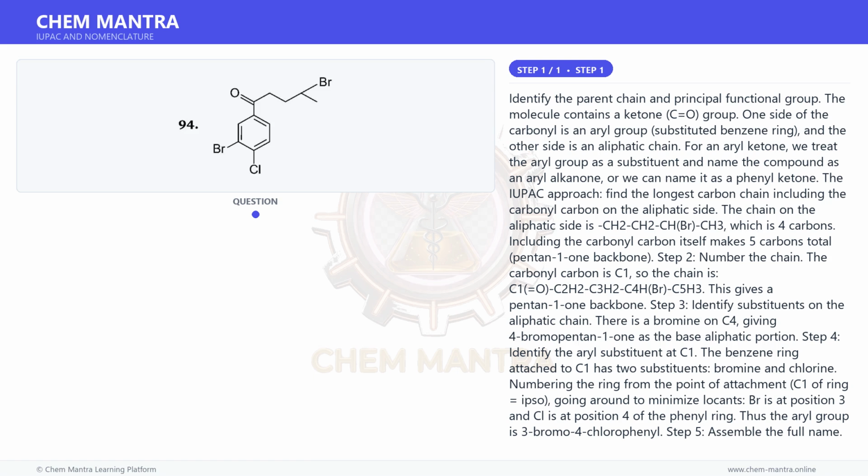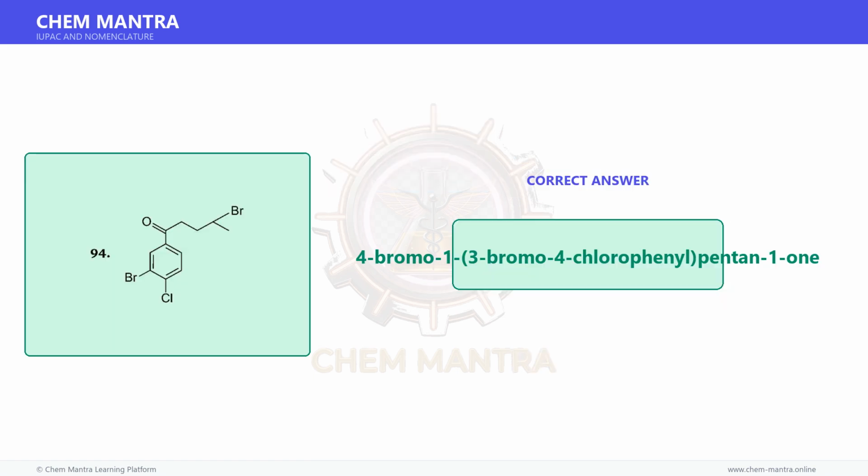Verify ring substitution pattern. The bromine on the ring is meta to the carbonyl attachment and the chlorine is para to it, adjacent to Br, consistent with 3-bromo-4-chloro substitution. Therefore, the correct answer is 4-bromo-1-(3-bromo-4-chlorophenyl)pentan-1-one. The correct answer is shown on screen.